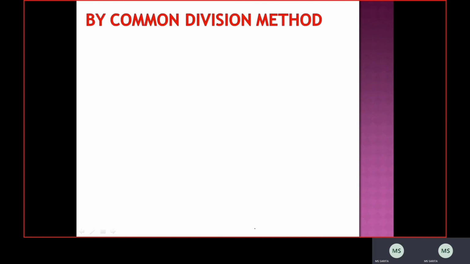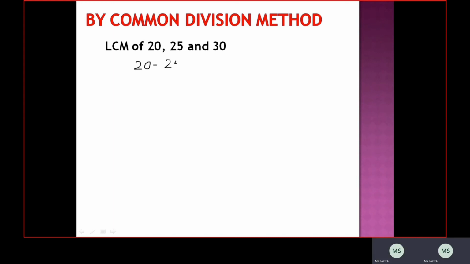Now the next method, the last method, is by common division method. So what are the steps for finding the LCM by the common division method? For this also we are doing the prime factorization, but we are taking all the numbers together here. So I'm going to start taking the common division here.